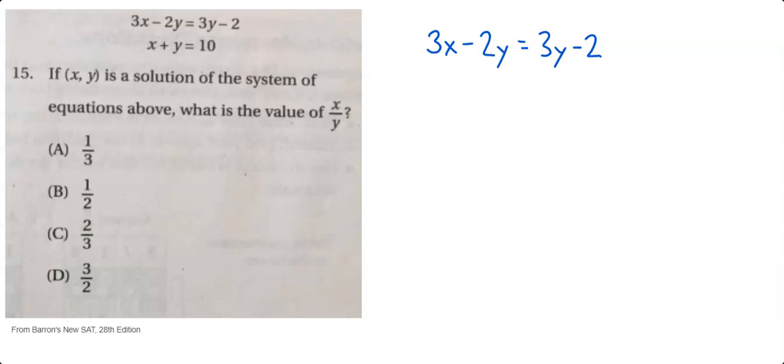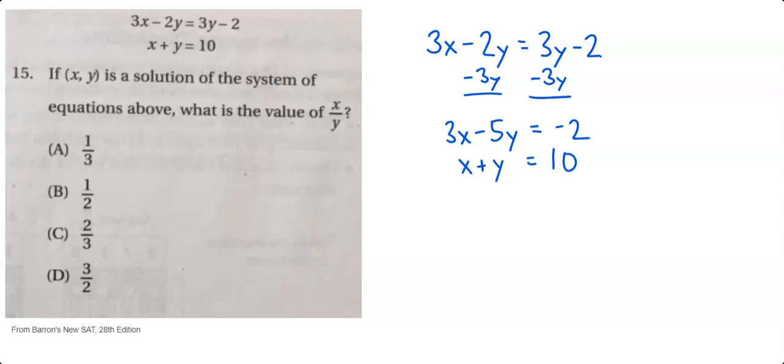Okay, so the first thing we want to do is combine the like terms by subtracting 3y from both sides. That gives us 3x minus 5y equals -2. And the bottom equation is x plus y equals 10. We want to be able to eliminate one of the variables. So the easiest way would be, since we already have -5y, we're going to make this a positive 5y by multiplying the entire thing by 5, which gives us 5x plus 5y equals 50, because we have to multiply 5 by everything.